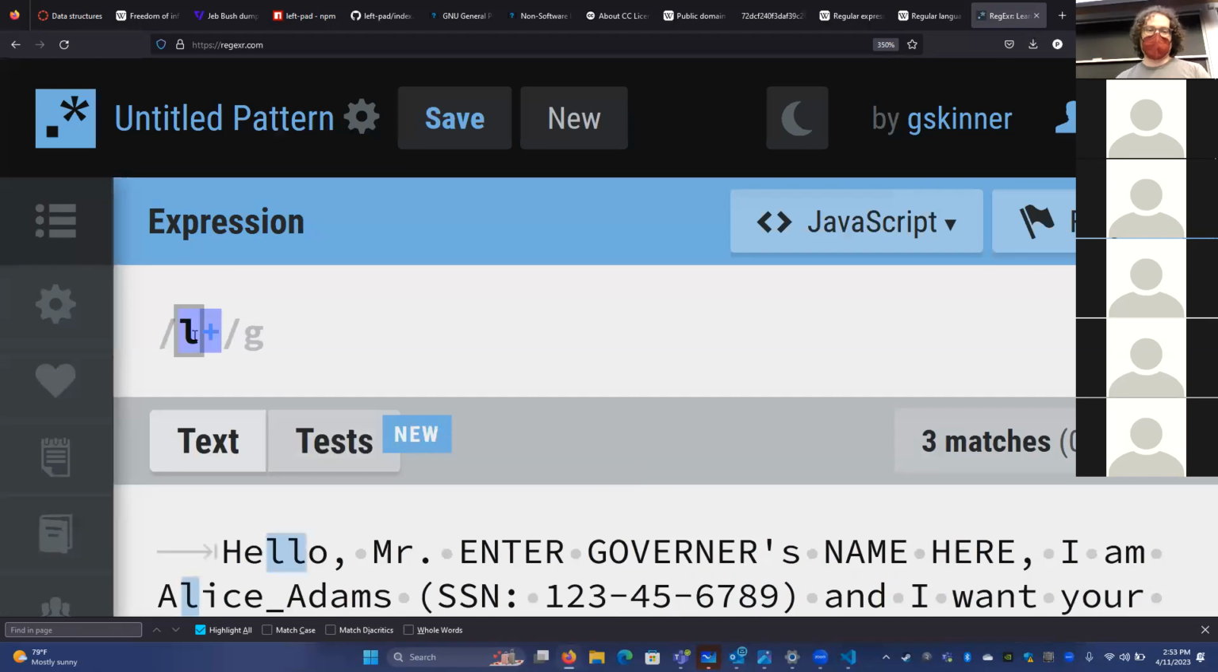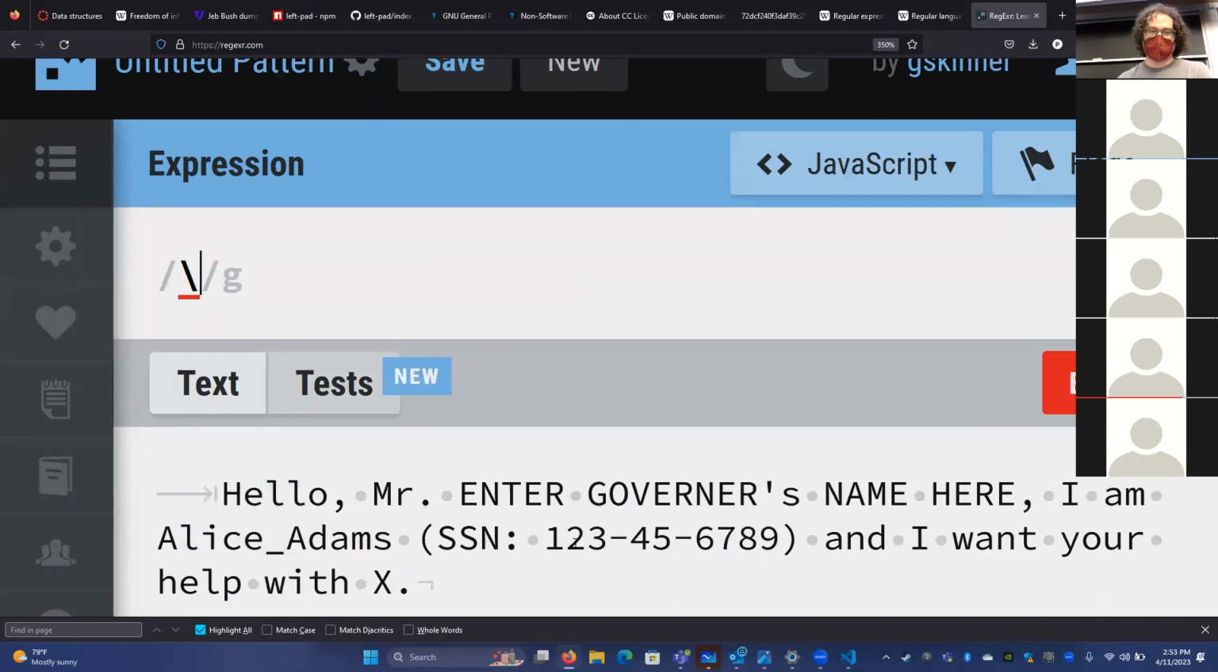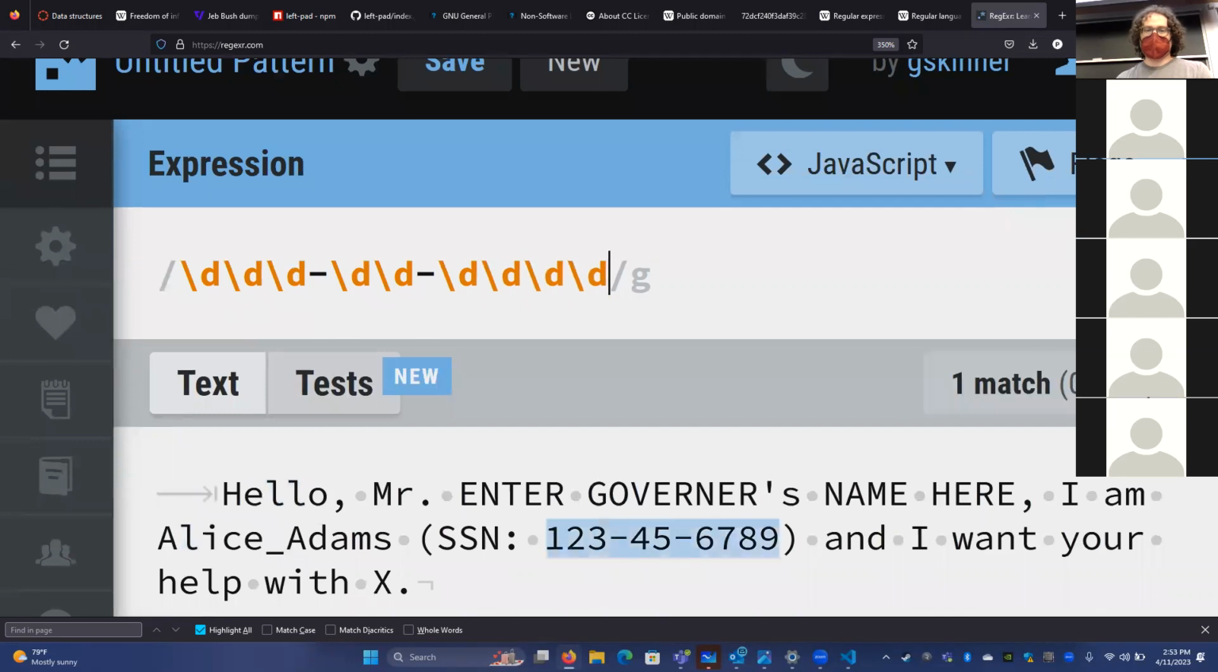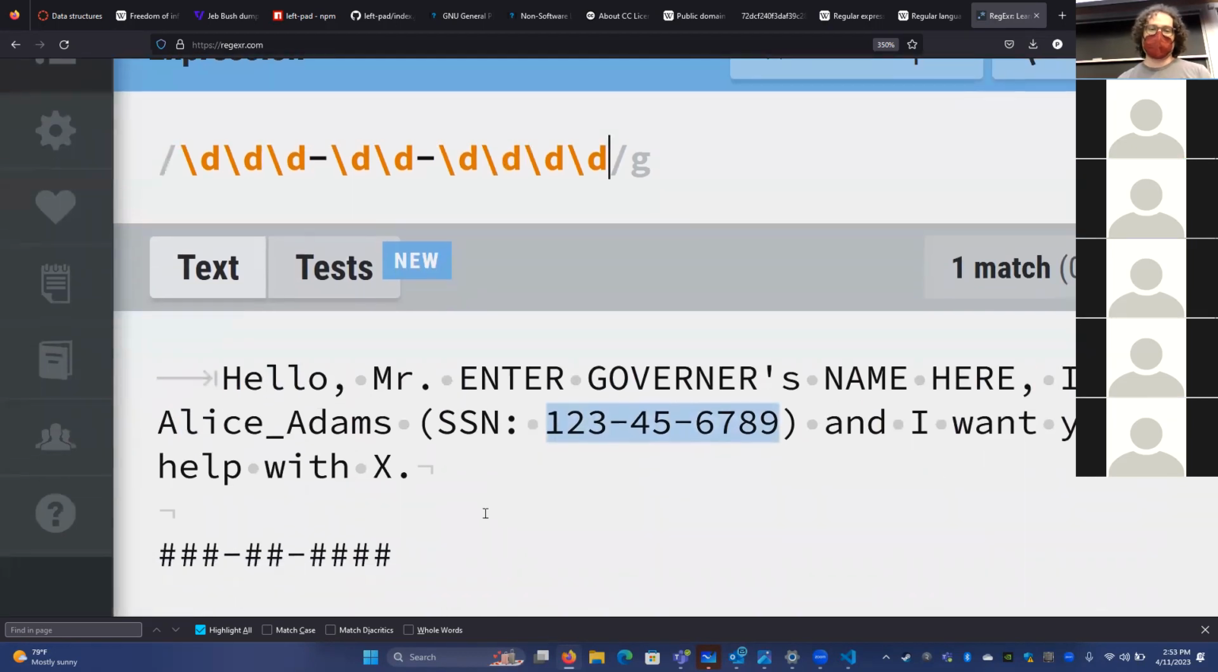You'll get into those later, but moving back to the social security number, we now have enough to write it. \d\d\d for the first 3, then a dash, \d\d, then a dash, and then four of these. And now this will match any social security number, not just this one, but let's go ahead and do some other ones that are hopefully not anybody's social security numbers, because that would kind of be terrible.